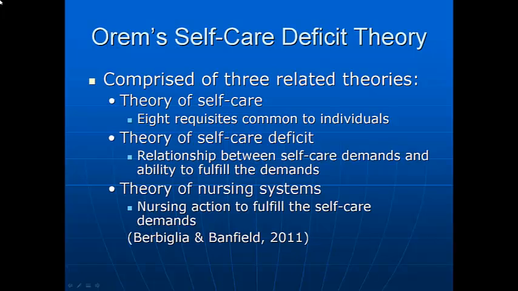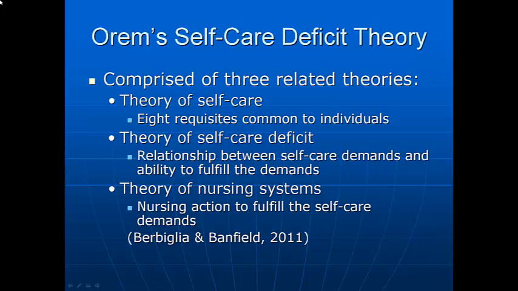The theory of self-care can be expanded into dependent care, which refers to care provided for the individual who is unable to perform the care themselves. Orem describes 8 self-care requisites that are common to individuals. The first 3 are basic needs required to maintain life and are as follows: sufficient intake of air, sufficient intake of food, and sufficient intake of water.